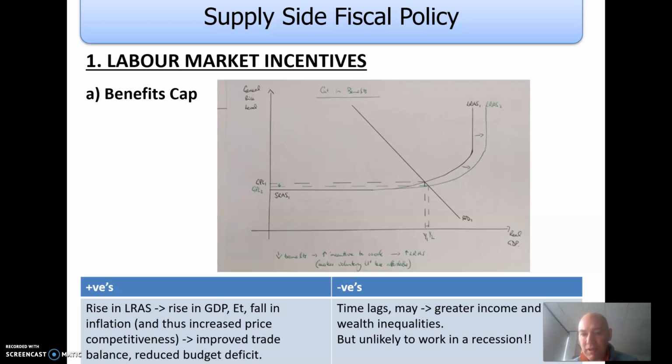Okay, it may lead to greater inequalities, and also it's unlikely to work in a recession. If you cut benefits in a recession to push or incentivize people to work, but there are no jobs, then this is less likely to work. And you can see in green underneath the diagram, my little writing there: the fall in benefits leads to an incentive to work, which will increase the long-run aggregate supply curve. It makes voluntary unemployment, people who choose to be unemployed, less affordable, and most of the evidence shows that there aren't that many people in that position, despite what the tabloid press say.